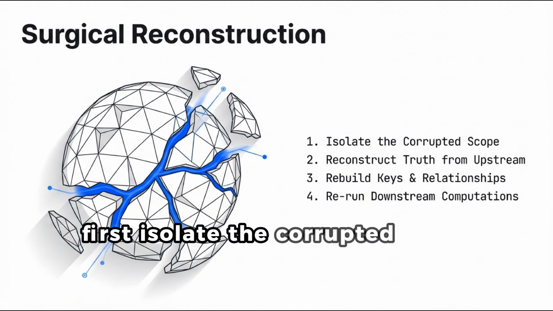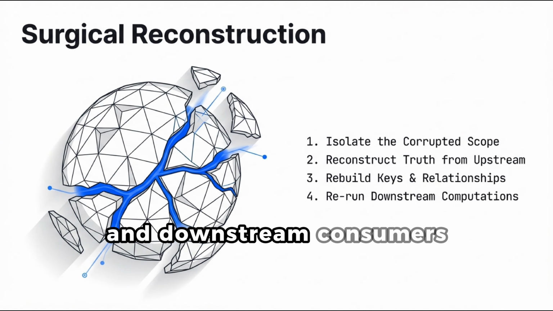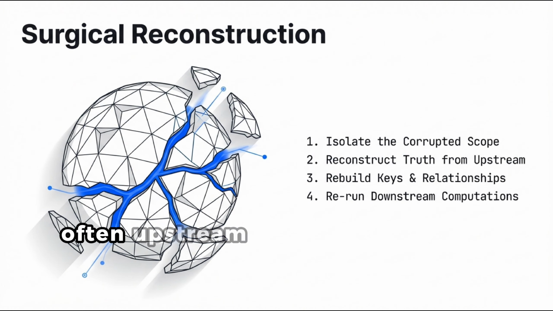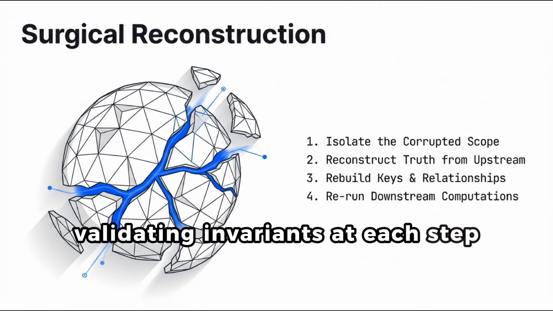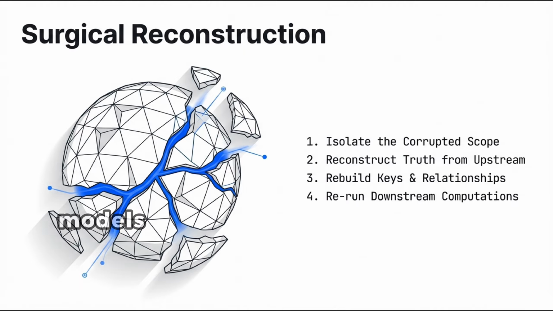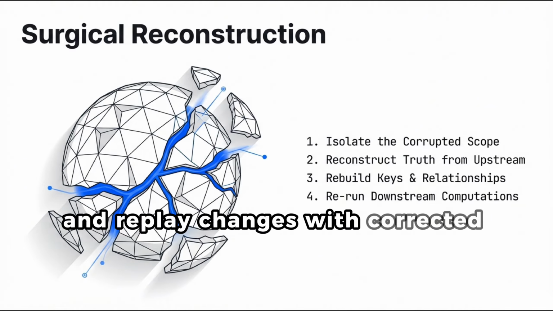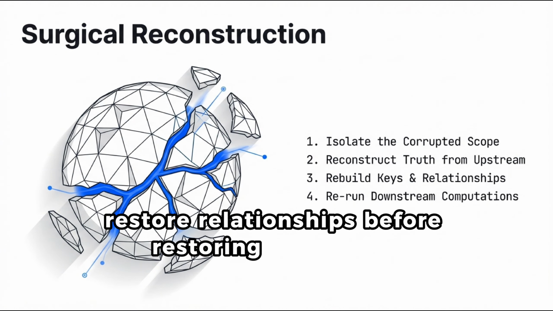First, isolate the corrupted scope, identify affected records, time ranges, and downstream consumers. Second, reconstruct truth from authoritative sources, often upstream systems or backups. Third, rebuild keys and relationships carefully, validating invariants at each step. Fourth, rerun downstream computations, aggregates, features, models that depended on corrupted data. In severe cases, you may need to roll back to a snapshot and replay changes with corrected logic. The key principle is this: restore relationships before restoring confidence.